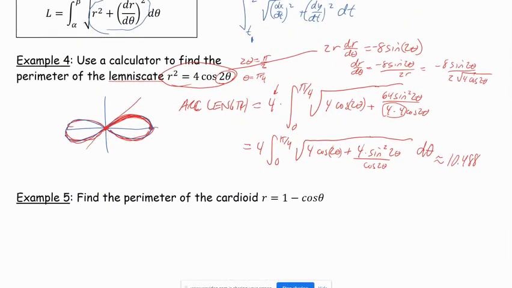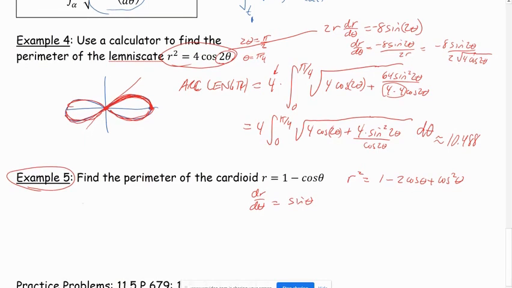Okay, so now I would like you to pause your video and try example 5. Use the arc length formula to find the perimeter of this cardioid. So since r equals 1 minus cosine theta, r squared would be 1 minus 2 cosine theta plus cosine squared theta, and dr d theta would be positive sine theta.